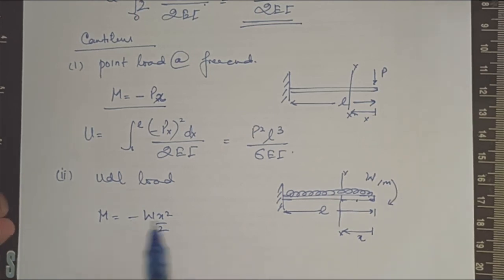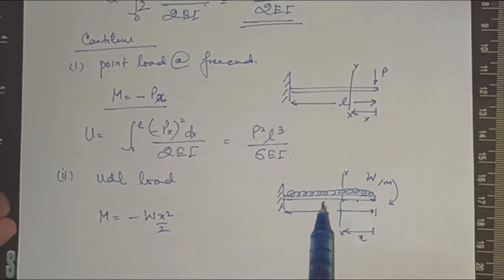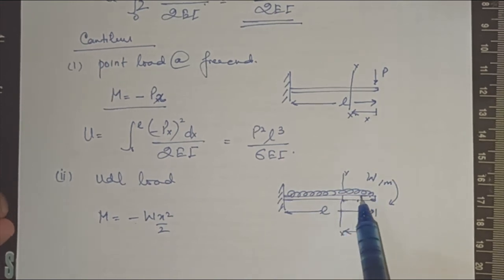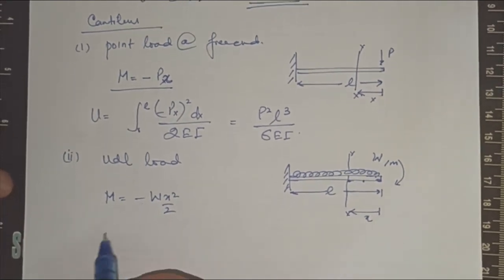Minus sign for the clockwise rotation, since we are taking anti-clockwise as positive. Wx, because w times x is the load over the span x, and x by 2 because we used to make the UDL a point load, so the point load occurs at x by 2. This is how, I hope you all know this.